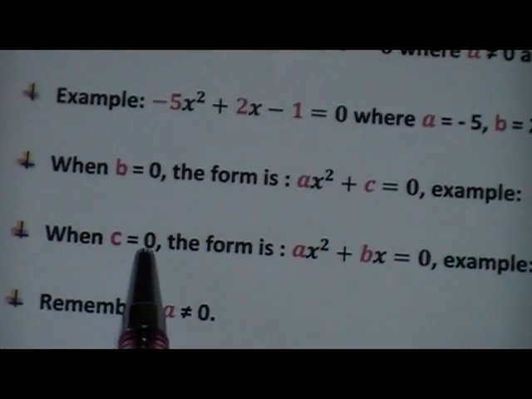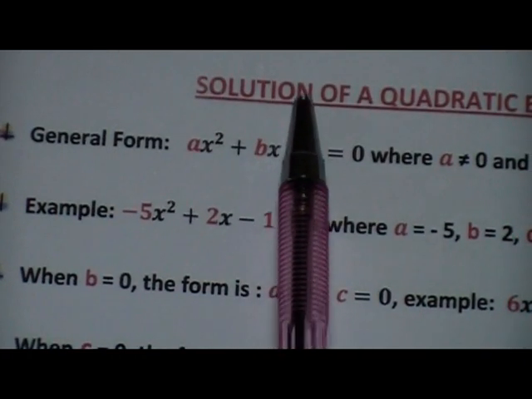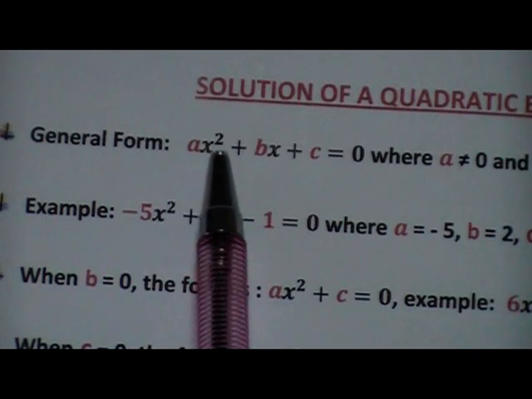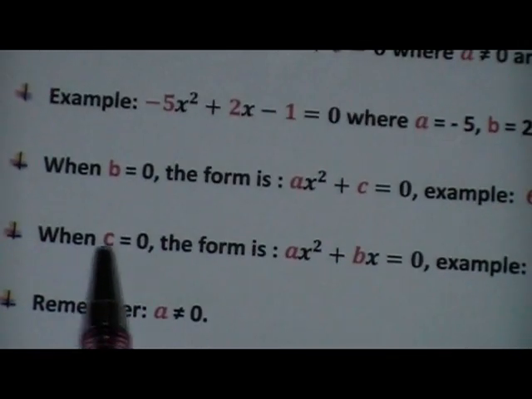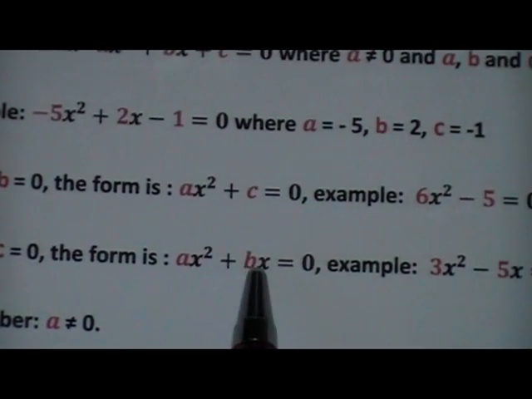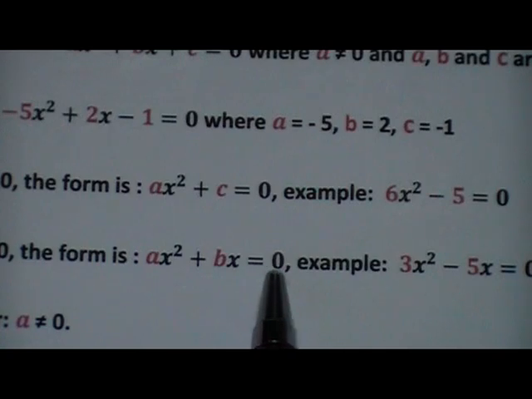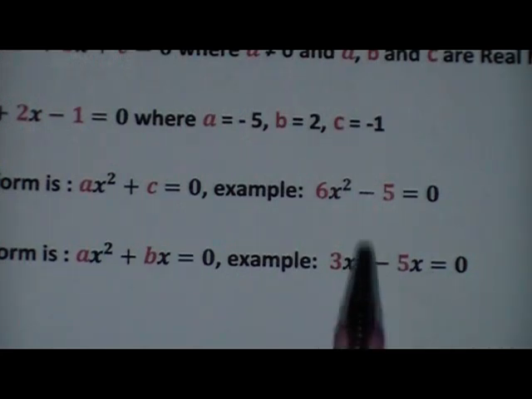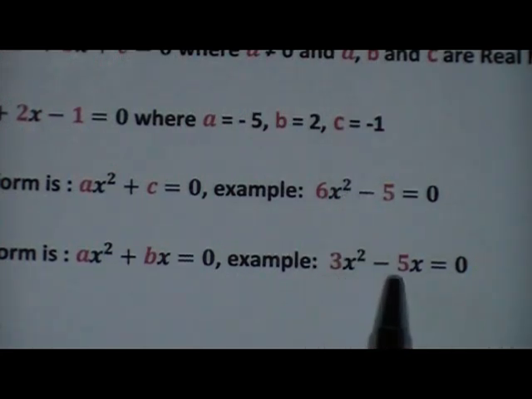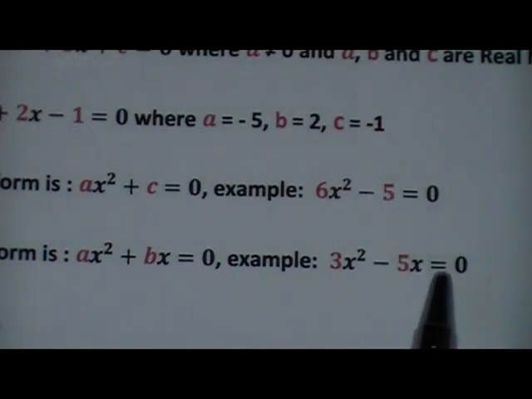Now when c is equal to 0, what will happen here? If c is equal to 0, we'll only have ax squared plus bx equals 0, because c will no longer be there. So when c is equal to 0, the form is ax squared plus bx equals 0. The example we have here is 3x squared minus 5x equals 0. We have an x squared term, that's the quadratic term. We have an x term, which is the linear term, but the constant term is equal to 0.